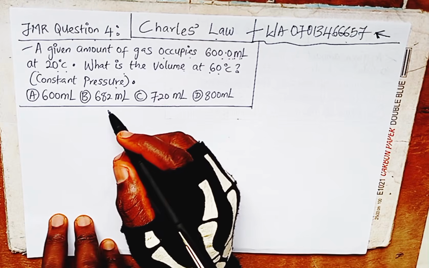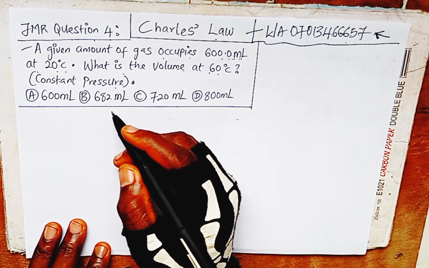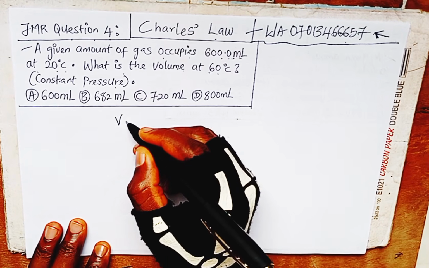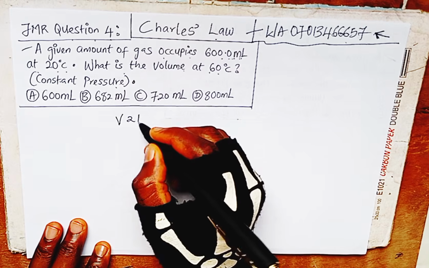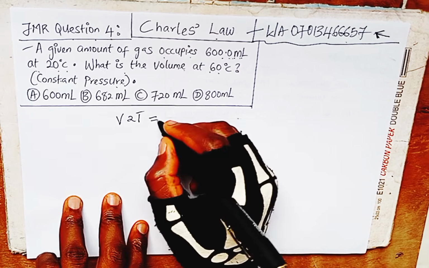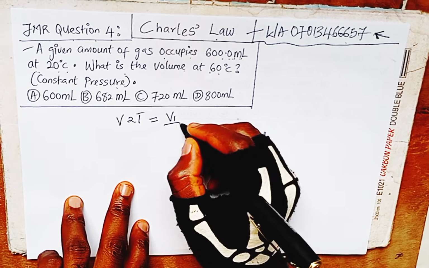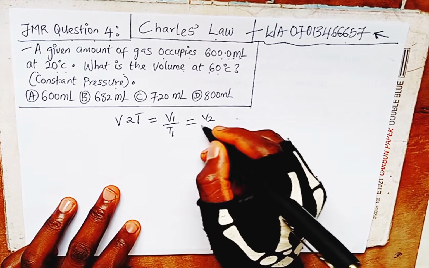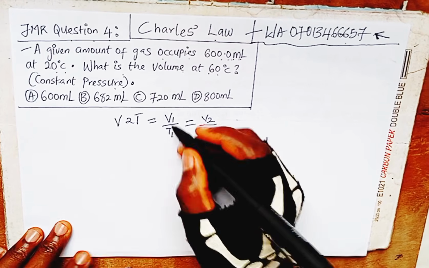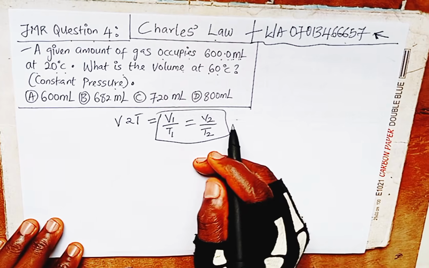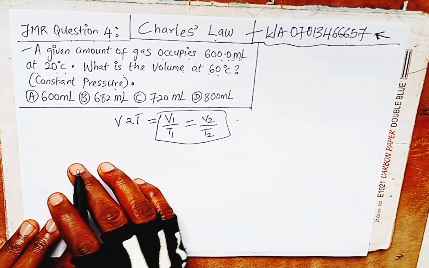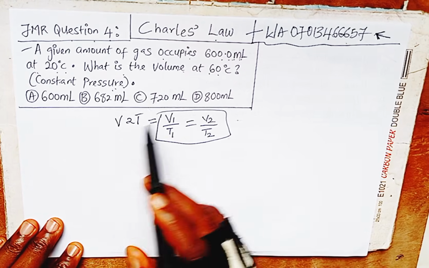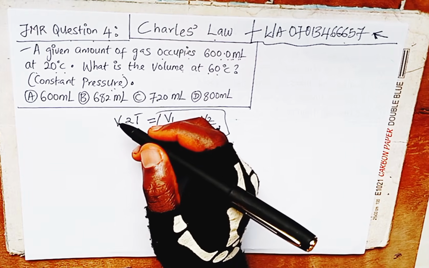Remember, Charles's law is a direct variation of volume and temperature. That's volume, direct variation, temperature. So you have V1 over T1 equal to V2 over T2. This is the formula. It's a direct variation, at constant pressure, that is, P is constant.